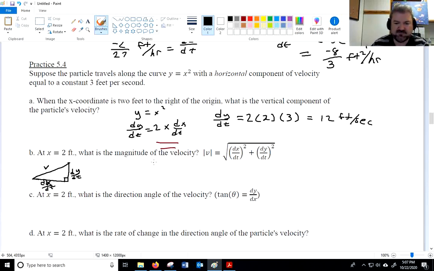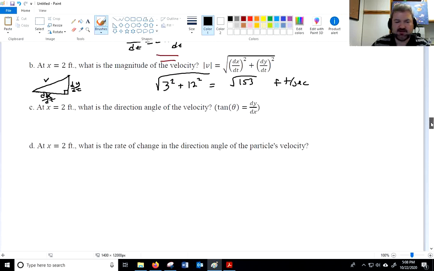So let's find the magnitude of velocity at x equals 2. So we know that 3 was the x squared. The y squared we got was 12 squared. So that's 9 plus 144, the square root of 153. And that is in feet per second. That's the magnitude.